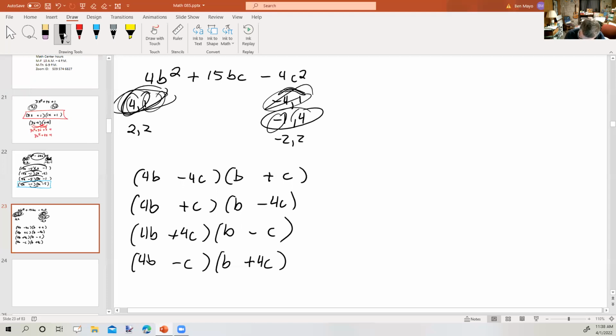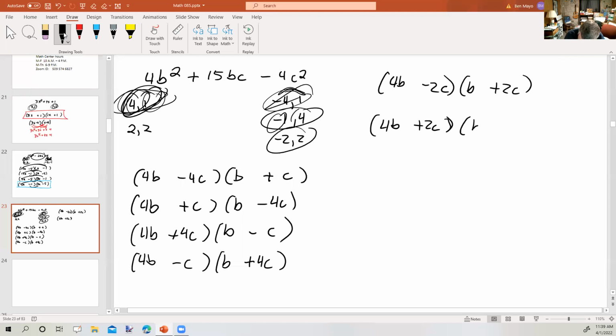Okay. But then it could be this group with this group. So it could be 4b, b, and minus 2c plus 2c. Or it could be 4b, oh, what have I left off? I left off the c's here. 4b plus 2c, b minus 2c. So I've got 6 possibilities, but I'm not done yet.